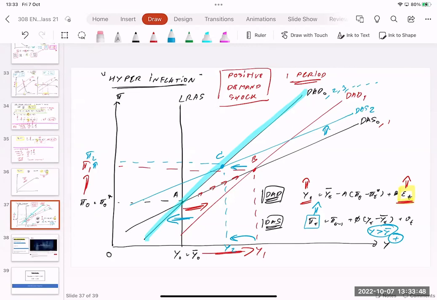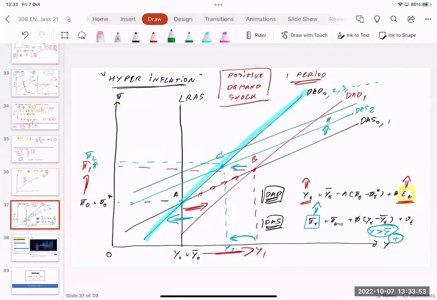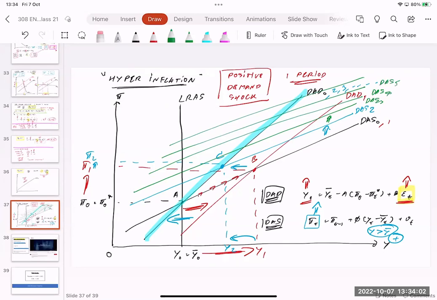So for the AS, let me change to the green color now. The AS keeps going up a little bit day by day. You see that? This is the AS3, the AS4, the AS5, the AS6. The equilibrium point goes up from C to E to F to G and to H. As you see, the equilibrium point keeps going up to the right, C, E, F, G, H.